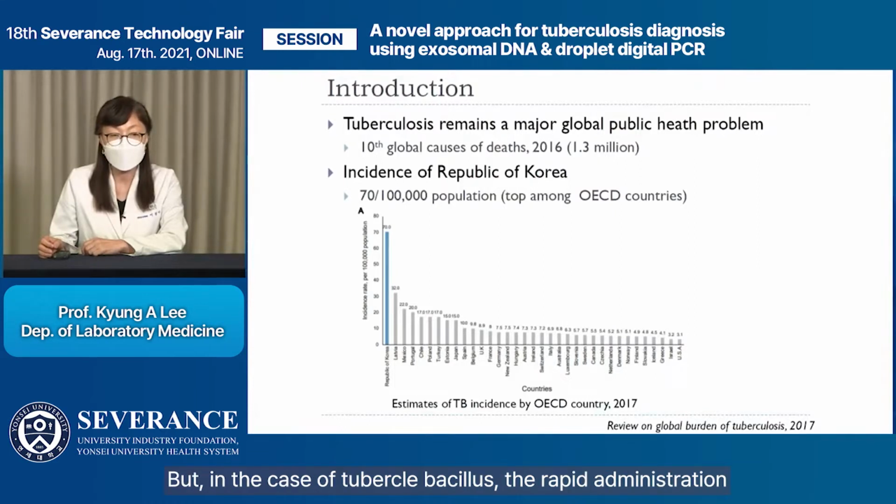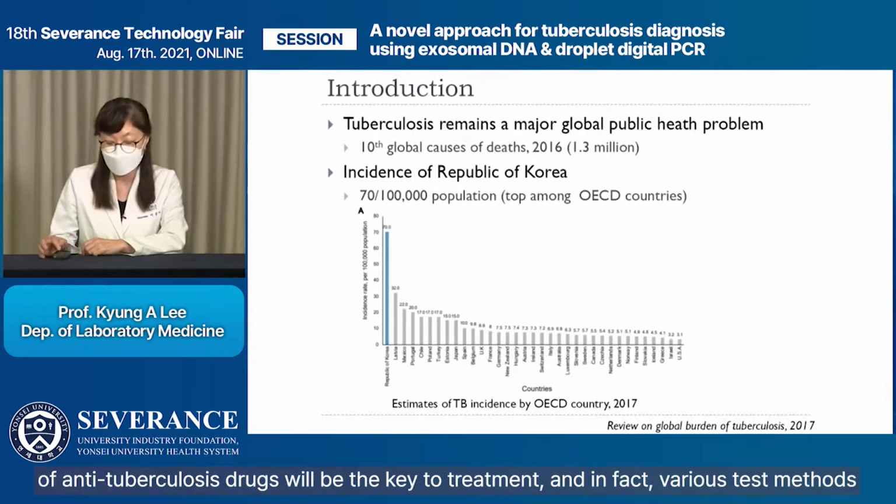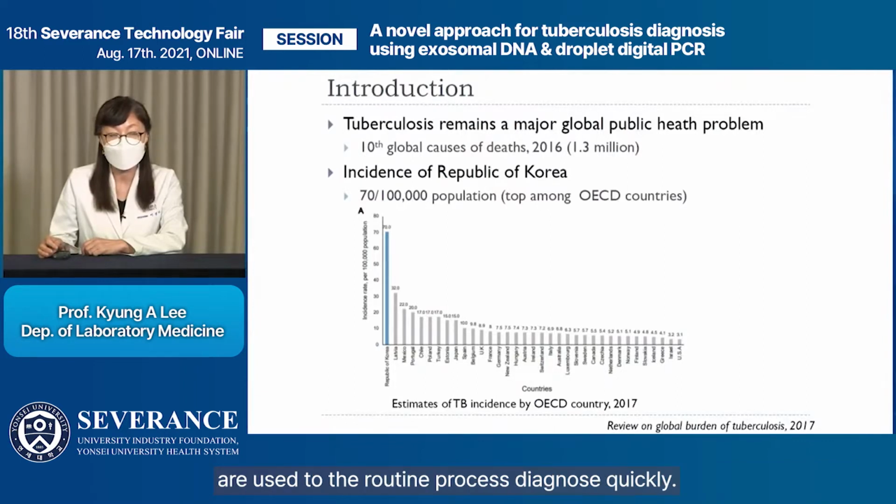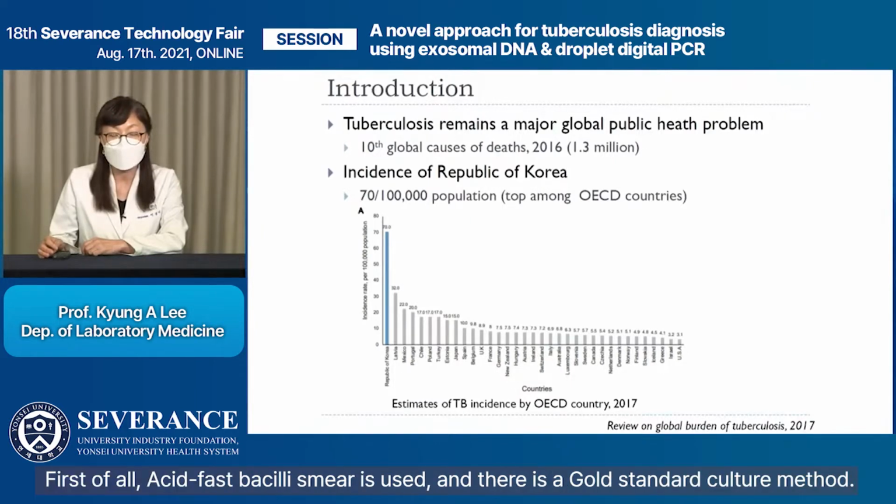But in the case of tuberculosis, the rapid administration of anti-tuberculosis drugs is the key to treatment, and in fact, various test methods are used in the routine process to diagnose quickly. There are several methods, which are usually used in the laboratory. First of all, acid-fast bacilli smear is used, and there is the gold standard culture method.